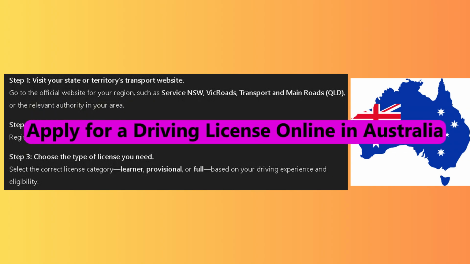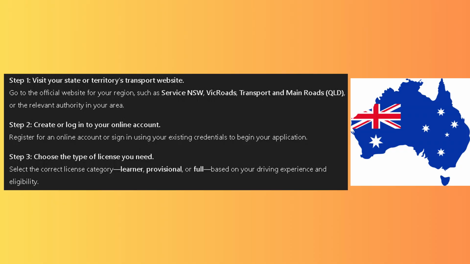In this video, you will learn how to apply for a driving license online in Australia. Visit your state or territory transport website. Go to the official website for your region, such as Service NSW, Transport on Main Road, or the relevant authority in your area. Create a login to an online account. Register for an online account and sign into your existing one using your credentials to begin your application process.